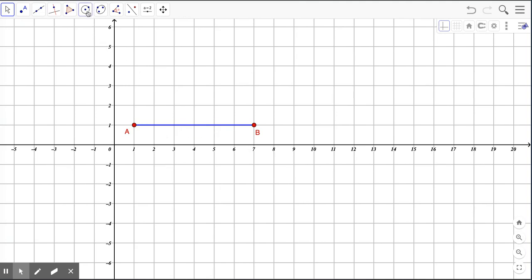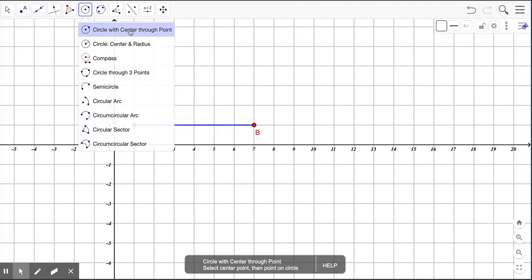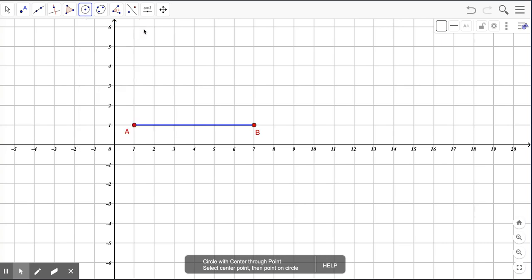The technique we're going to use is with the circle tool here. So circle with center through a point. And this is similar to using a compass. If we were in a traditional geometry classroom where we were using the rulers and the compass and the protractors and all of those hand tools, this would be equivalent of using a compass, where we put the steel point on A and then the pencil point would be on B, and it would make a circular curve.